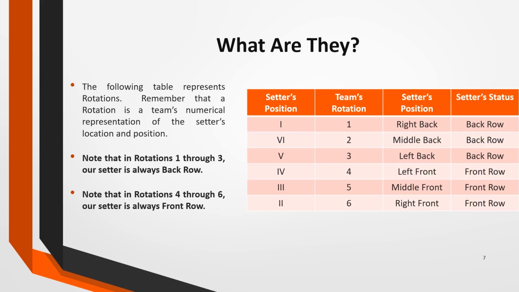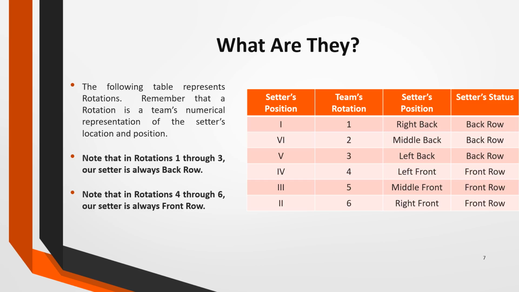Now let's dive into rotations. This table represents rotations. Remember that a rotation is a team's numerical representation of the setter's position and location. Note that in rotations 1 through 3, our setter is always back row. Note that in rotations 4 through 6, if our setter is still on the floor, then our setter is always front row. As you can see, we list the setter's position according to the lineup sheet.